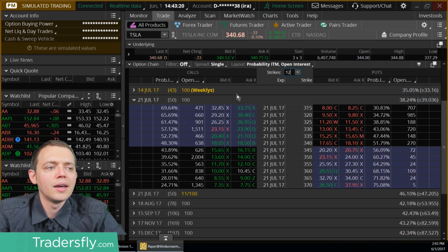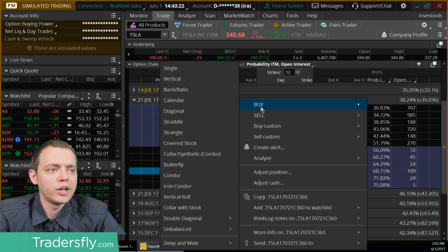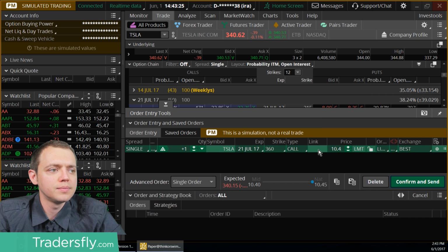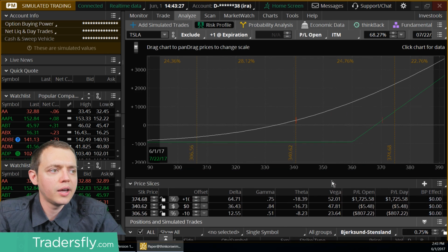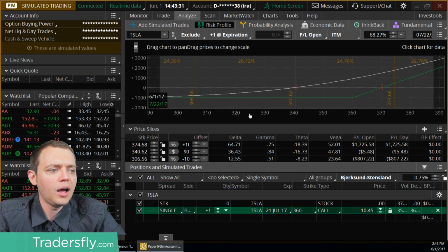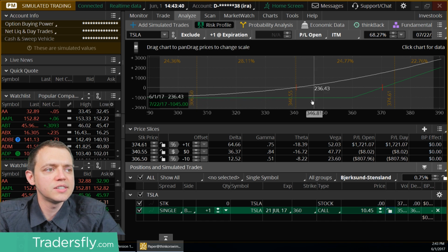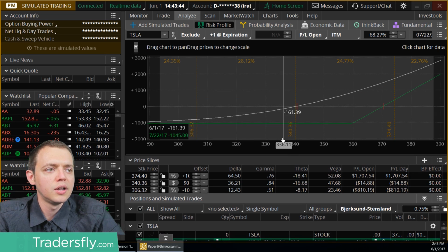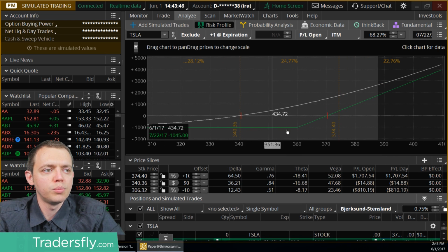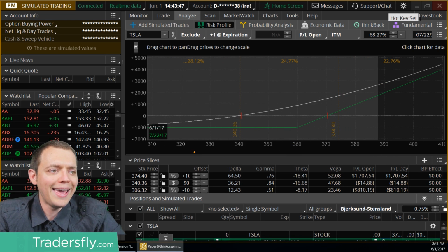So you would pay, as we go right here, right click and buy a single, analyze the trade. Okay, you'll notice what you're actually paying is not $10.45. You're actually paying $1,045. And this is what a profit picture looks like on a call contract. So what this does is show you profit and loss on a call contract or on your position.